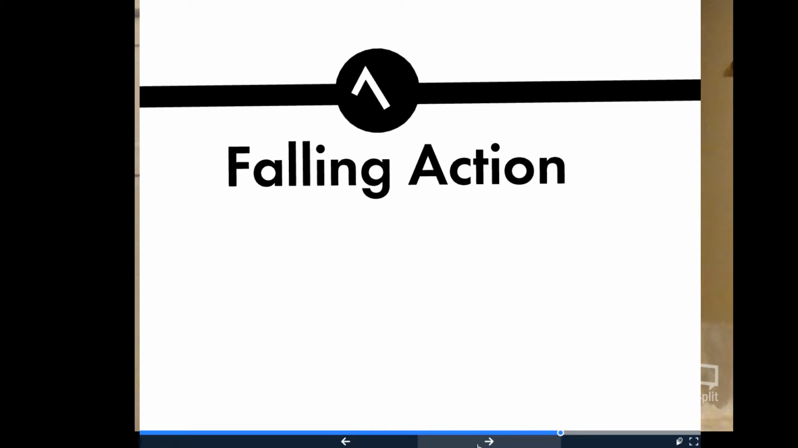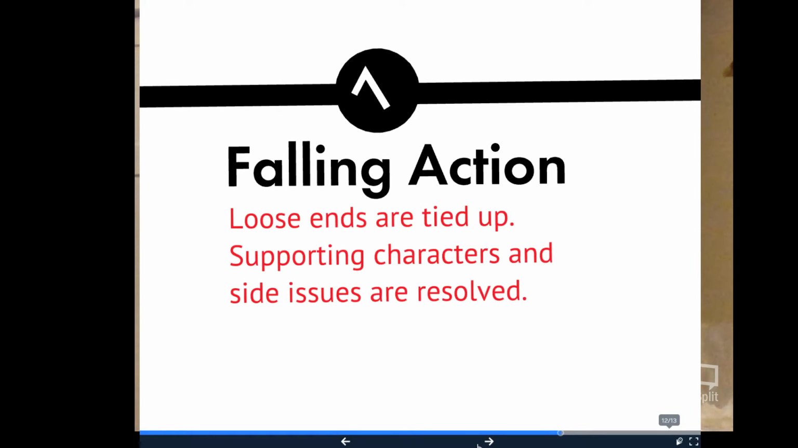Next, we have falling action. And you're probably thinking, yeah, things are going to start winding down here. Loose ends are tied up, supporting characters and side issues are resolved here. Everything has to come to an end because it can't just be these mini climactic moments.